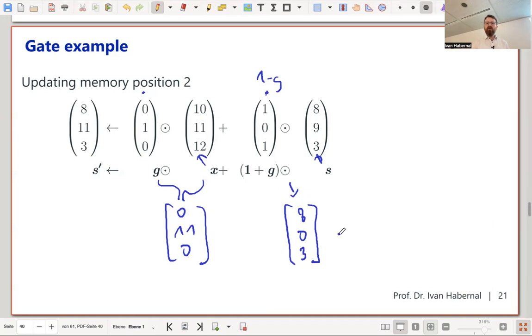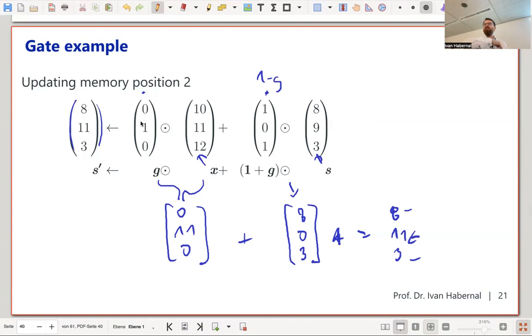Okay. So what happens if I sum them up? I'm going to get 8, 11, and 3. Okay, this is it. Now you should understand why. I'm masking one, flip the mask, mask the other, and sum them up. So the 11 has been kept from the input, and 8 and 3 have been kept from the state. Through the gates, I can exactly control what I'm taking from the state and what I'm taking from the input.